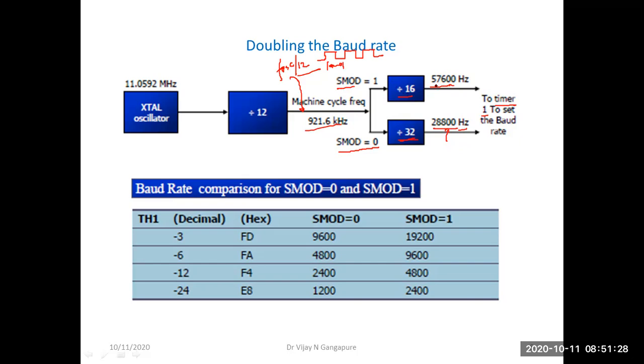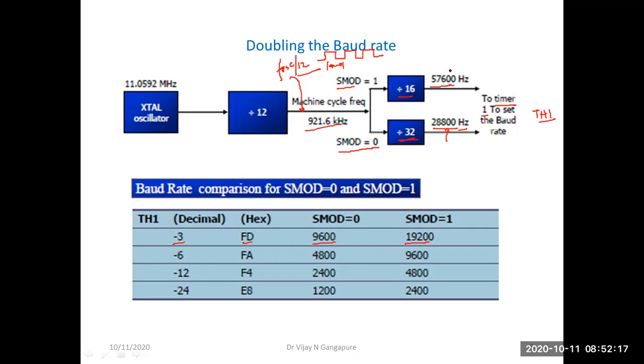Further this can be divided by 3, 6, 12, 24, etc., depending on what value is loaded in the TH1 register of timer 1. Depending on that, I will get variable baud rate. That is described in this table. Suppose TH1 is loaded with -3, which is nothing but FD, because FD is the 2's complement of -3, which is ultimately loaded into TH1. Then if we load FD, this 28800 or 57600 will get divided by 3, and I will get baud rate 9600 if the SMOD bit is 0, and I will get 19200 if the SMOD bit is 1.